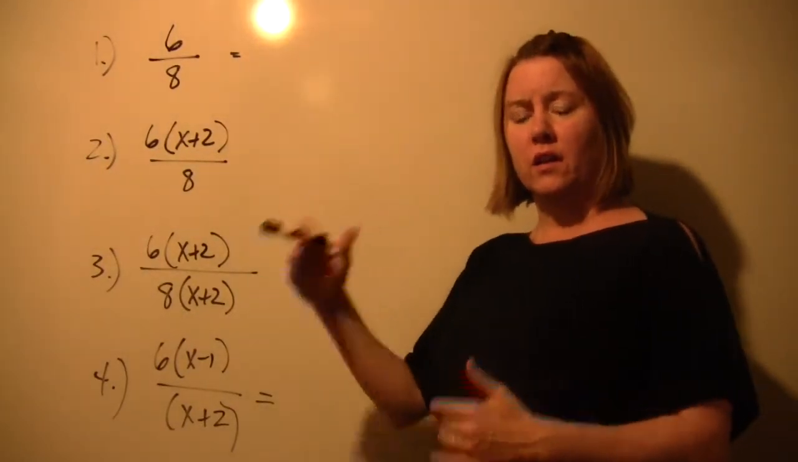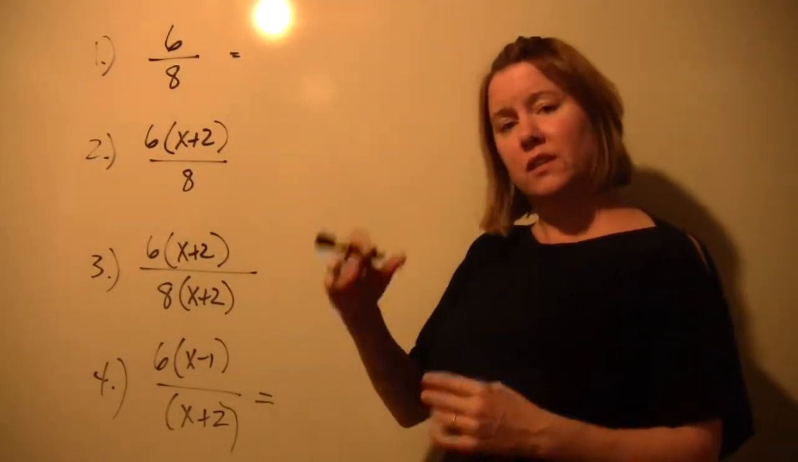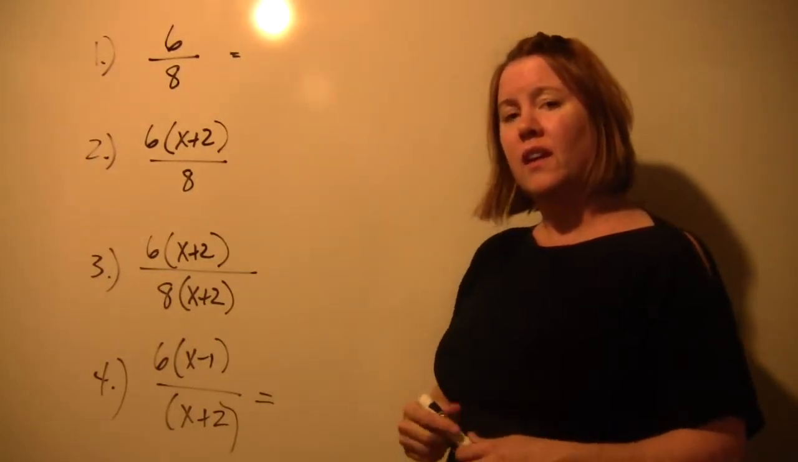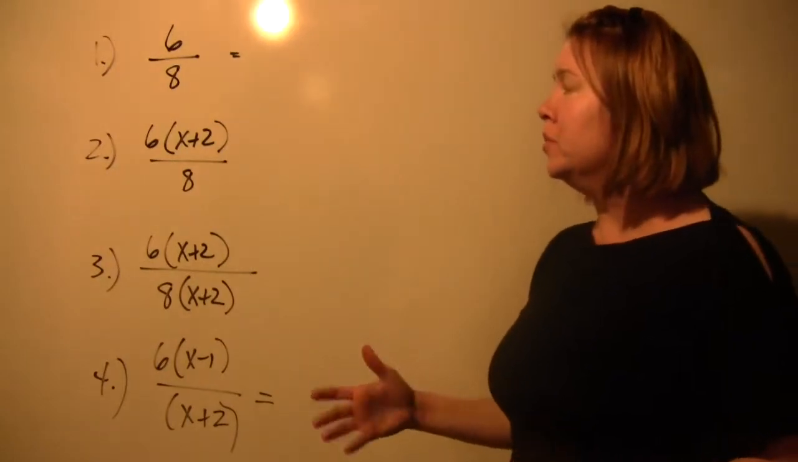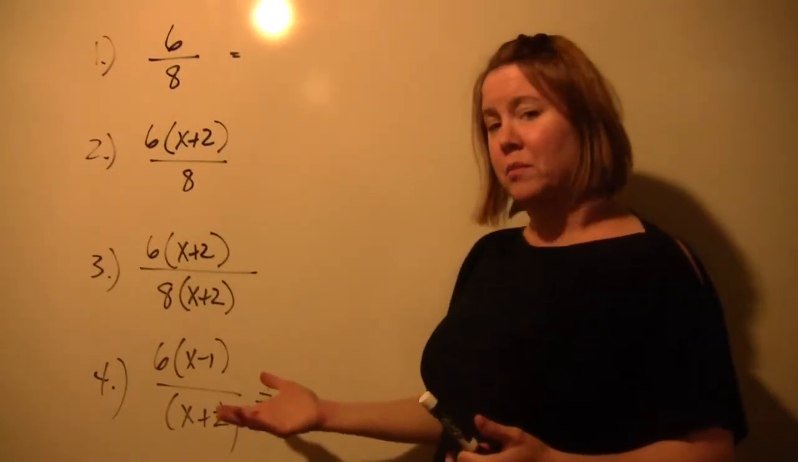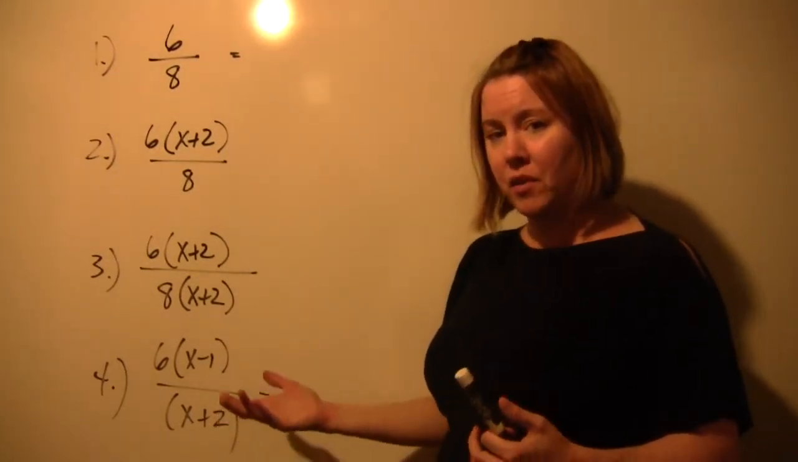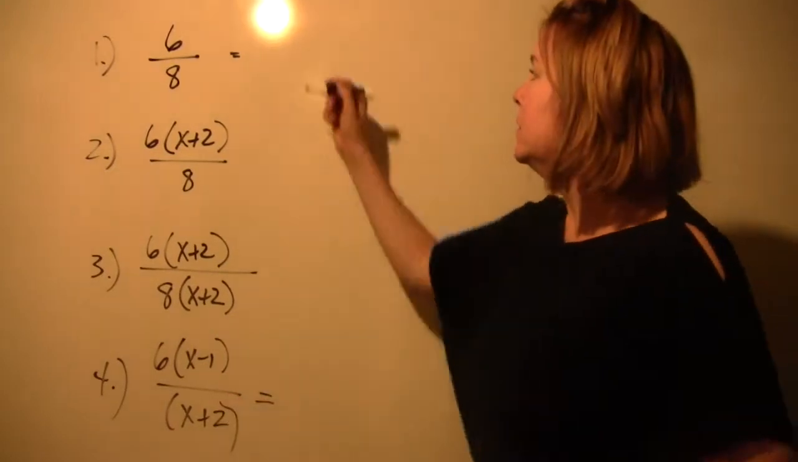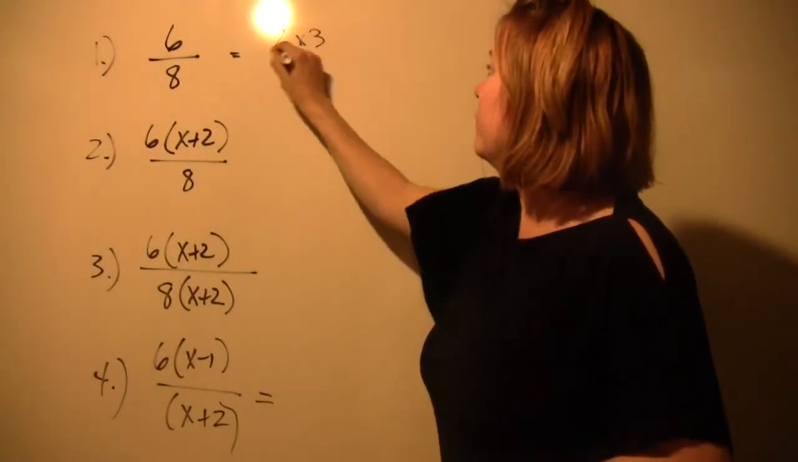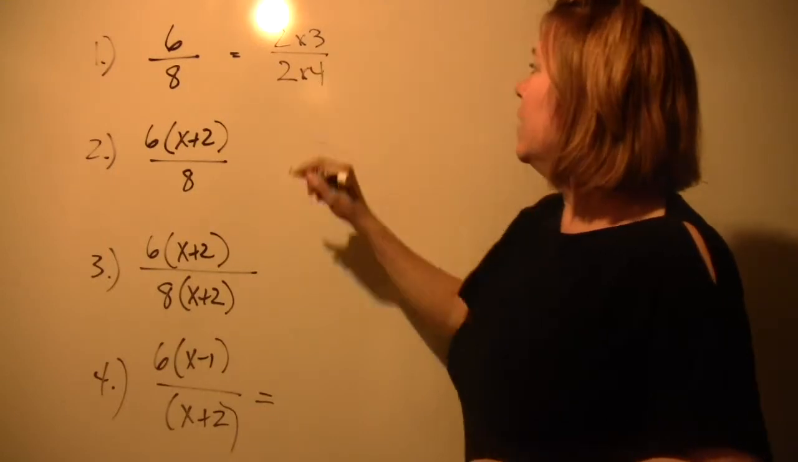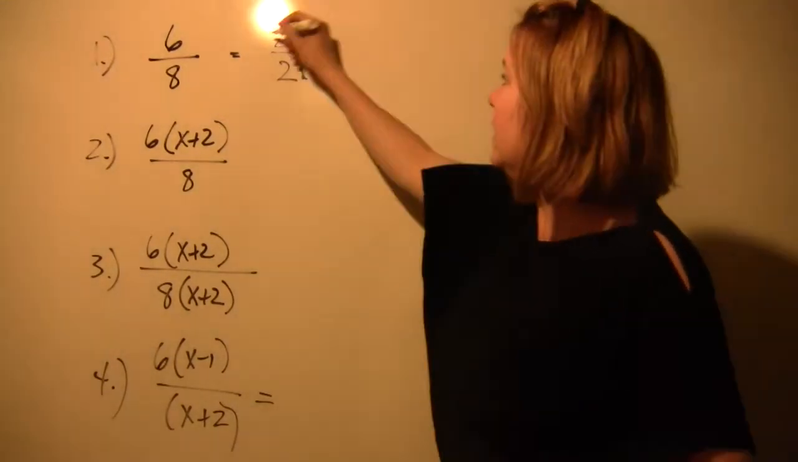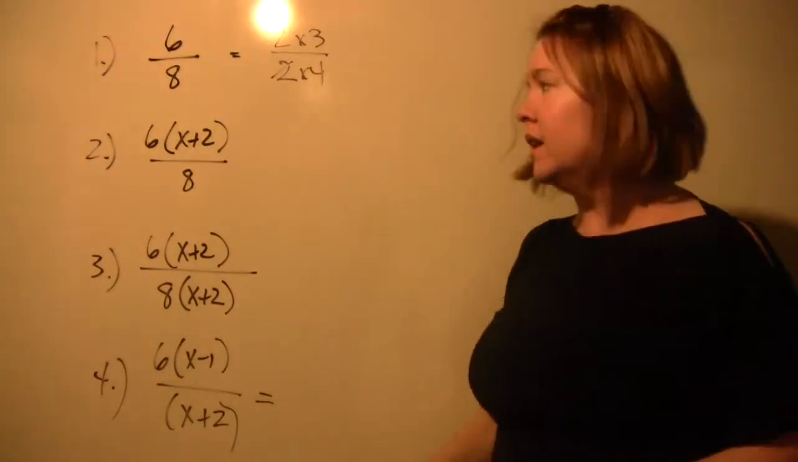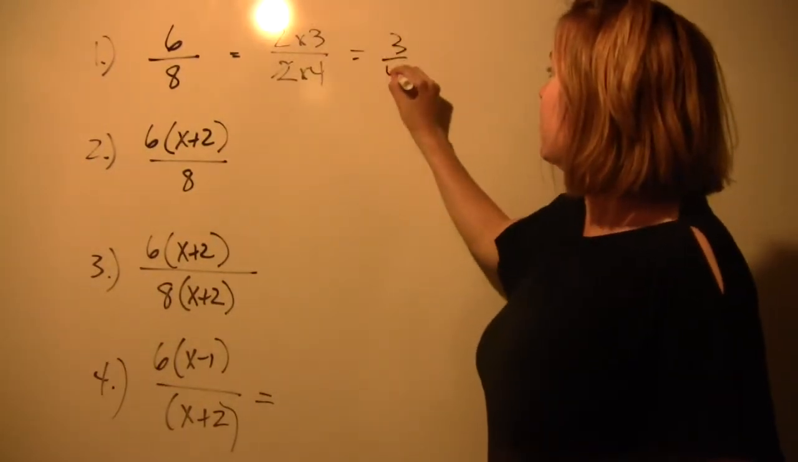of their factors and then see which ones they have in common, and then you can cross out the ones they have in common. So for example, 6 can be written as 2 times 3, and 8 can be written as 2 times 4. So if you notice, the 2 is the common factor, and it will cross out, and you will be left with 3/4.